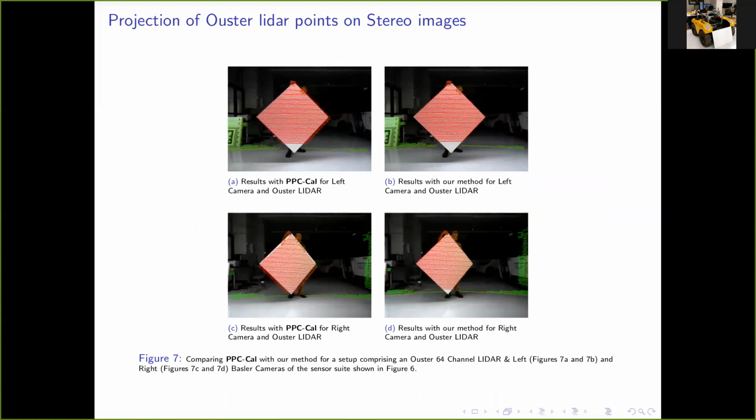In figure 7, we show the projection of Ouster LiDAR points on both the left and right cameras of the stereo system using the extrinsic parameters estimated using PPC-Cal and the proposed method. We can clearly see that in figures 7a and 7c, which utilize the parameters estimated using PPC-Cal, the projected LiDAR points overshoot the calibration target. But no such overshoot is visible in figures 7b and 7d.